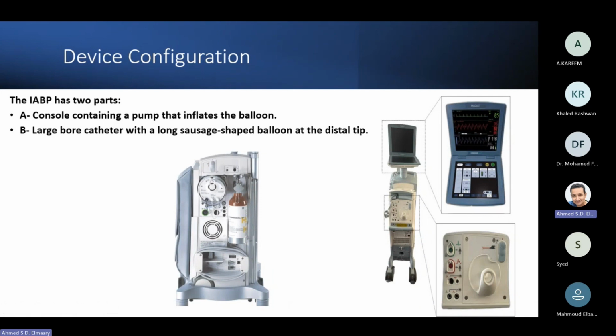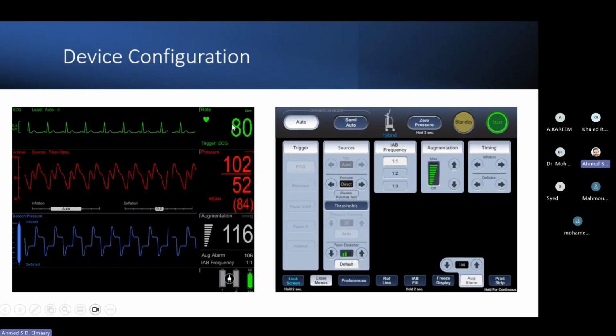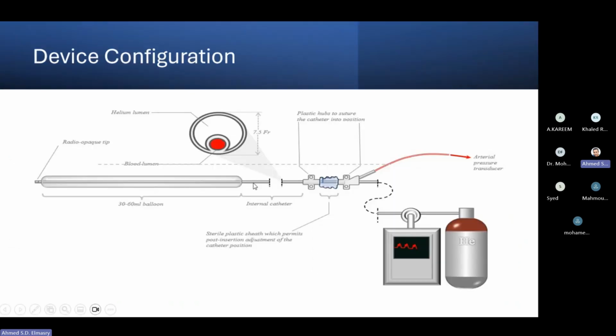On the console, as you see, you will have the touch screen and the display monitor, and you can see the heart rate, pressure waveform, and balloon pressure waveform. And on the console, you will have a lot of touch buttons in order to set and adjust the settings of the intra-aortic balloon.